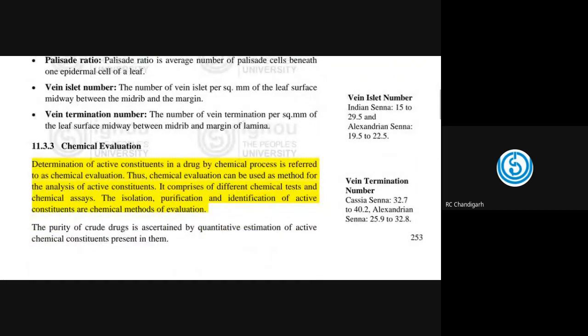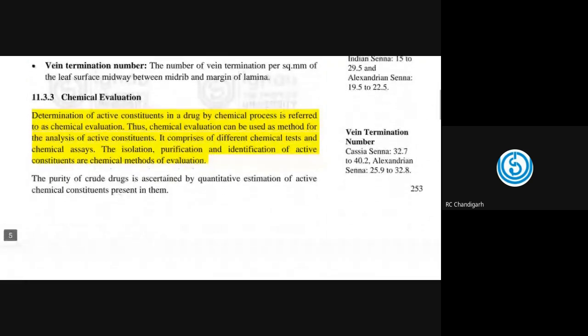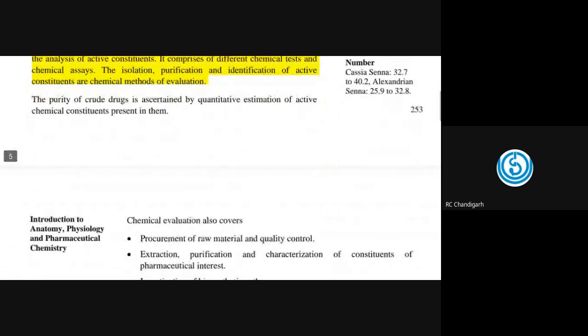Then, chemical evaluation. Determination of active constituents in a drug by chemical process is referred to as chemical evaluation. Thus, chemical evaluation can be used as a method for the analysis of active constituents. It comprises different chemical tests and chemical assays. The isolation, purification, and identification of active constituents are chemical methods of evaluation. So there can be various chemical methods to evaluate the quality or the constituents in the drugs.